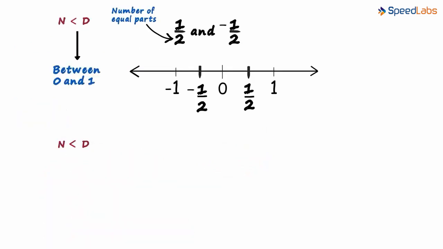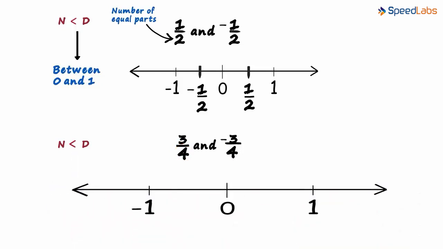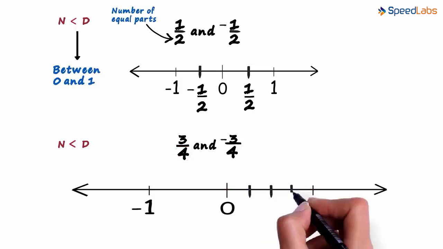We have to plot 3 by 4 and minus 3 by 4. Let us plot 3 by 4 first. Since the numerator is less than the denominator, we know that the number will be between 0 and 1. So we draw the number line like this, with just 0 and 1 plotted. Remember, the denominator tells us the number of equal parts. Since the denominator is 4, we divide the length between 0 and 1 into 4 equal parts.